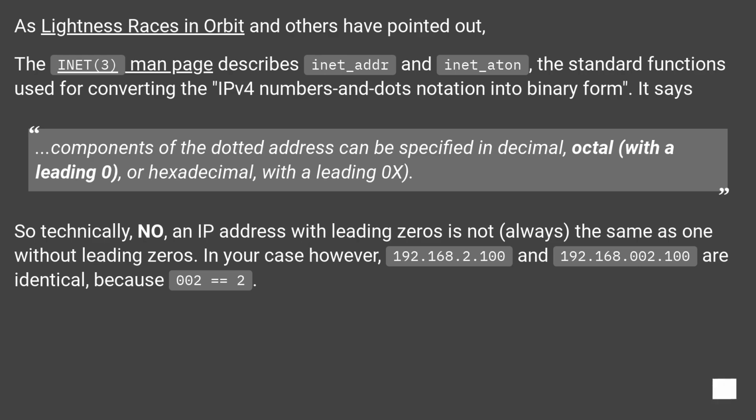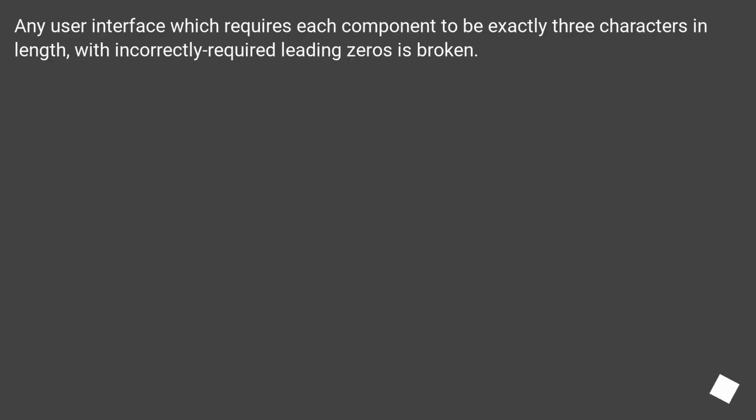192.168.2.100 and 192.168.002.100 are identical, because 002 equals 2. Any user interface which requires each component to be exactly 3 characters in length, with incorrectly required leading zeros, is broken.